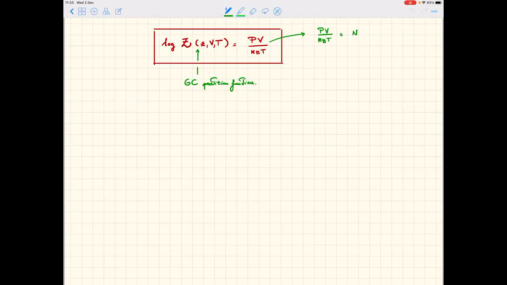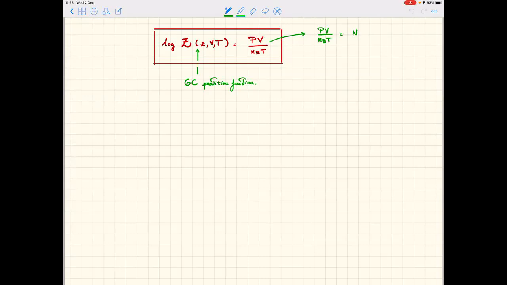Therefore, if I want to compute an equation of state, I better use the grand canonical formalism. If I want to compute the Helmholtz free energy, I better use the canonical formalism. If I want to compute an entropy, well, I can use either the canonical or the microcanonical formalism. It depends on what I want to do, but at the end of the day, the three of them are going to be equivalent in the thermodynamic limit, as we will show in a second.